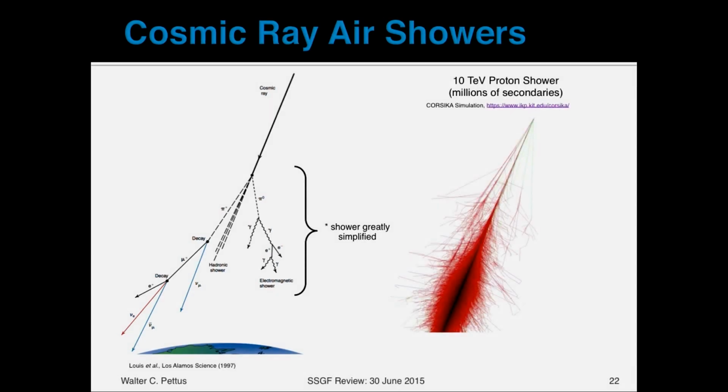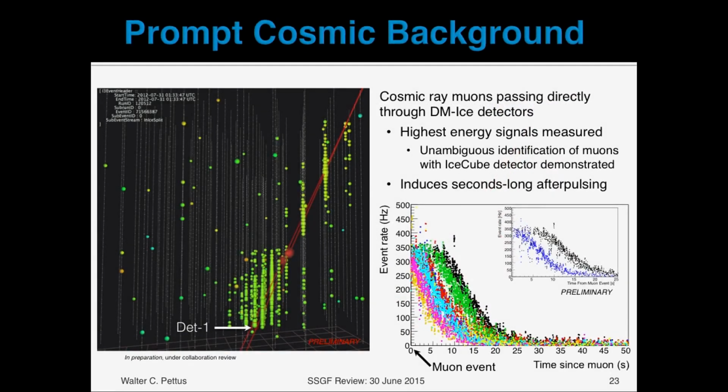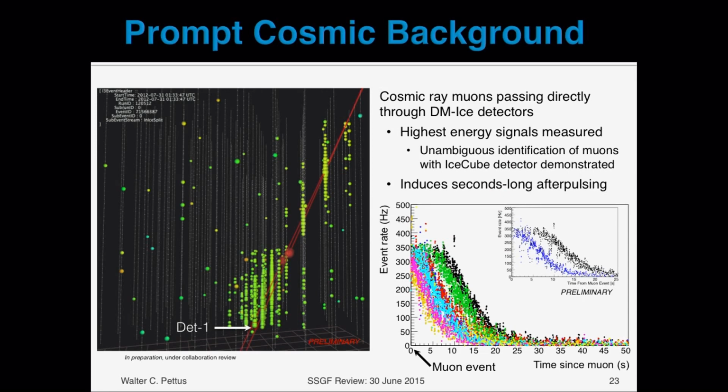So this is a very simplified picture of a shower. If you actually simulate it rigorously, you can have thousands or millions of particles that you have to worry about. So what do these particles do to our detector? So the first thing that's well known is you can have a muon which penetrates very deep. Our detectors are down here underneath the IceCube.